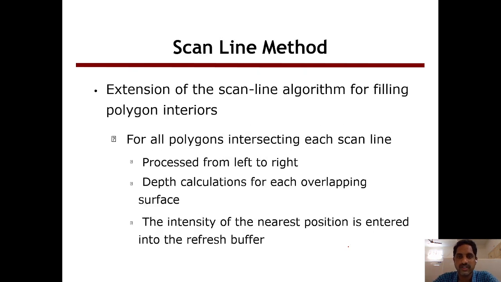The next one is the scanline algorithm. It is an extension of the 2D scanline algorithm for filling the polygon interiors. For all polygons intersecting each scanline, we proceed from left to right and do depth calculations for each overlapping surface. Next, the intensity of the nearest position is entered into the refresh buffer. Based upon that, we can find the scanline algorithm.